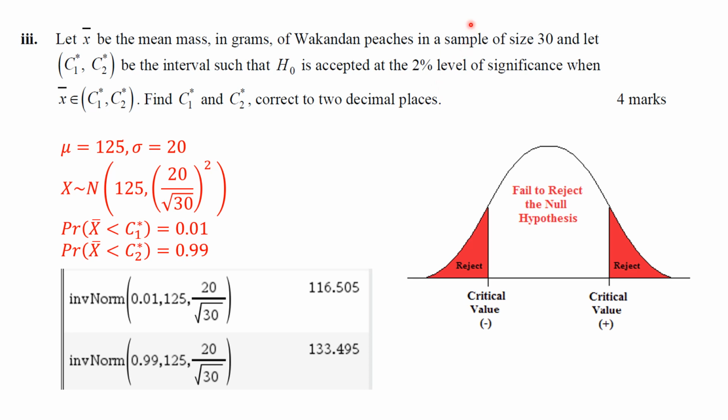So these people decided to take a sample of 30 peaches and do testing at the 2% level of significance. And we are asked to work out the critical values. Just make sure you understand this diagram here. So anything within that, we cannot reject the null hypothesis.